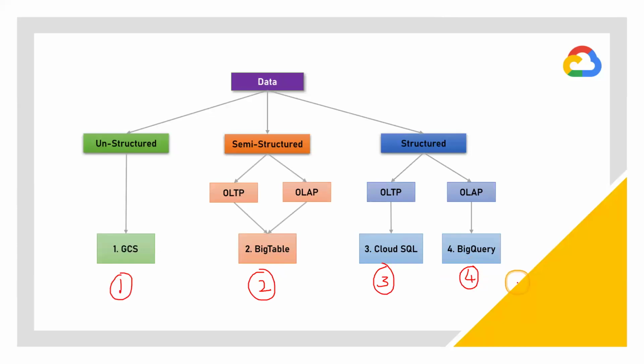So in total, we are covering about four services, guys, in the storage and database category. Here we have four services: GCS, Google Cloud Storage, Bigtable, Cloud SQL, and BigQuery. All the services are covered.